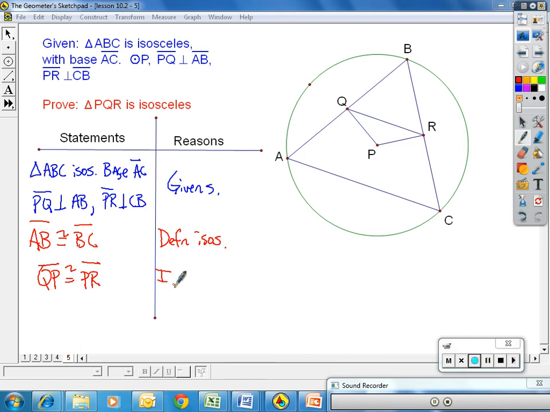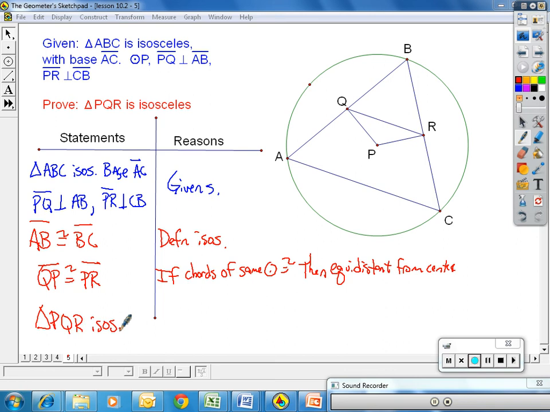Why? Well, if chords of the same circle are congruent, then equidistant from the center. And finally, if QP is congruent to PR, then we've got triangle PQR is isosceles. Definition of isosceles triangle. And we have proven what we wish to prove.